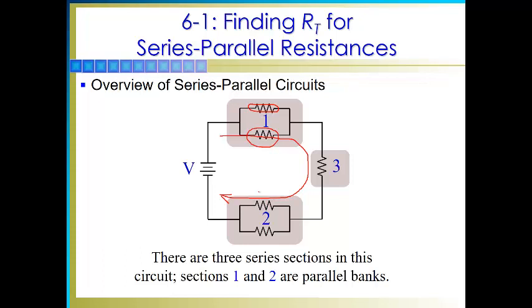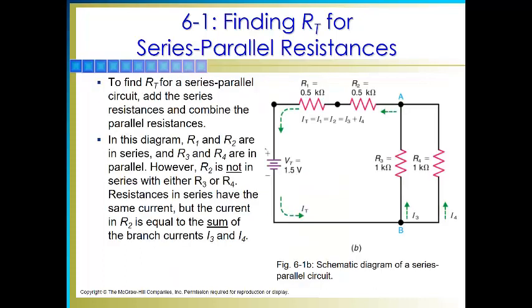All right. So this circuit is a combination of series and parallel components. We have three major components connected in series, but within these two components we have parallel connections. Okay, here is an example.